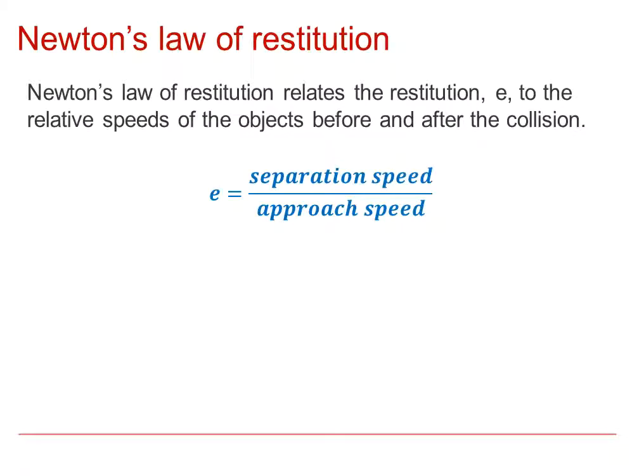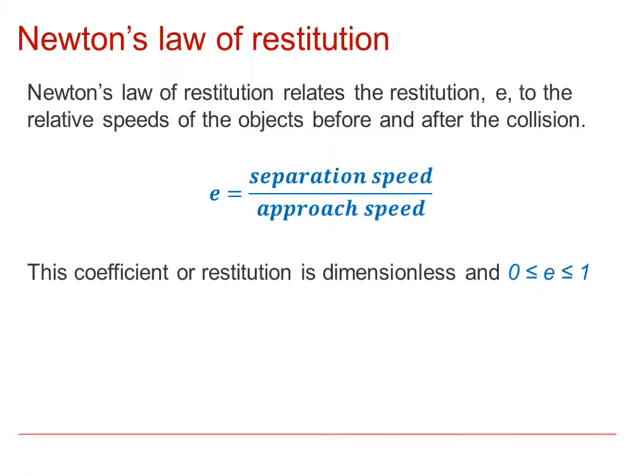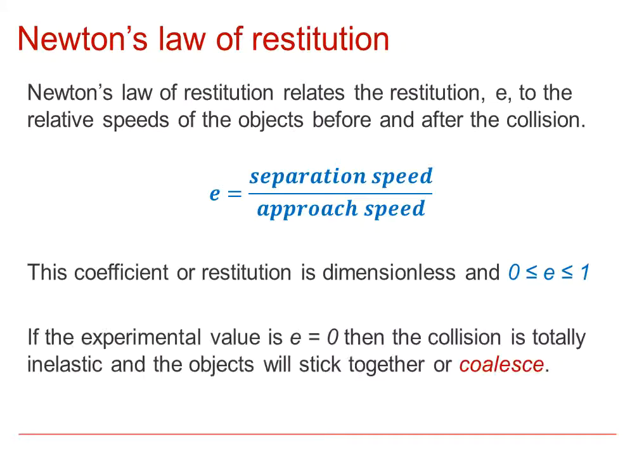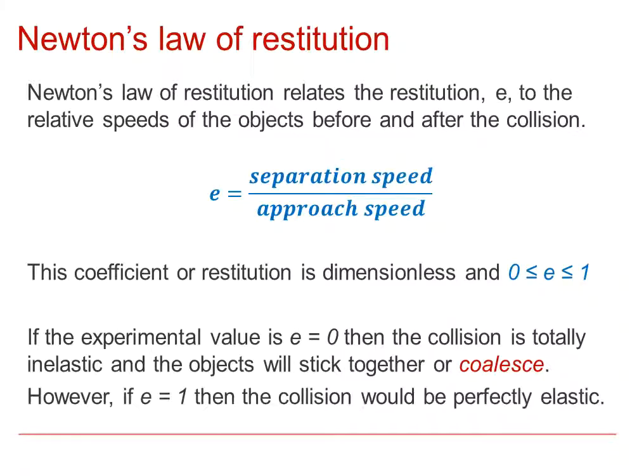So Newton's law of restitution relates the restitution value e to the relative speed of the objects before and after the collision. The law states that e equals the separation speed between the objects divided by the approach speed between the objects. The coefficient of restitution is always dimensionless and takes on a value between 0 and 1. If the experimental value of e is 0, then the collision is totally inelastic and the objects will stick together or coalesce. However, if e equals 1, then the collision would be perfectly elastic.